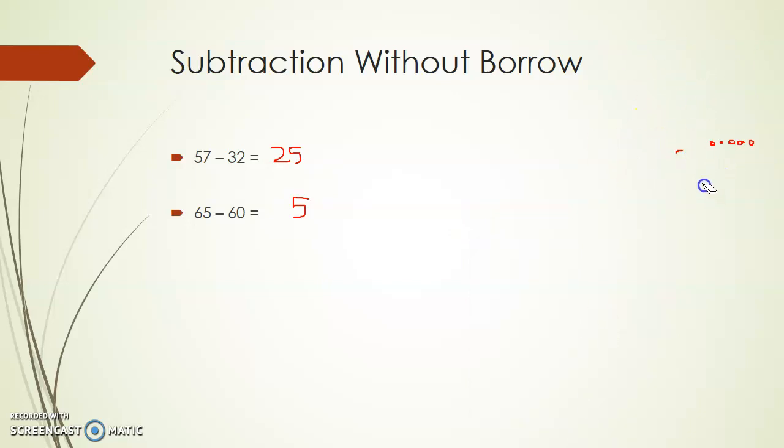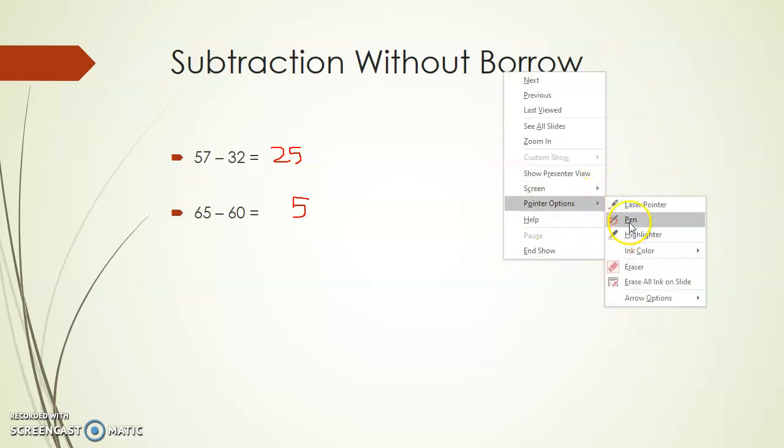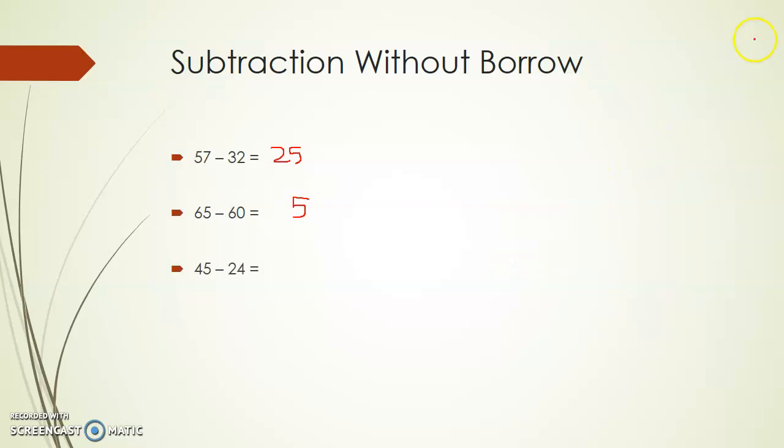So I hope this is clear. Now moving forward, let us look at a few more examples. 45 minus 24. Let's again write it in the place value chart. 4 tens and 5 ones minus 2 tens and 4 ones.